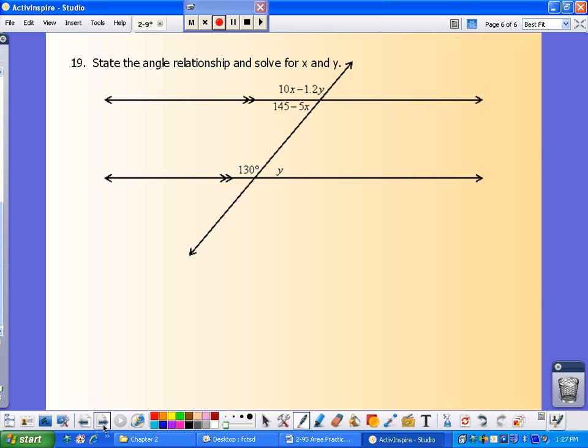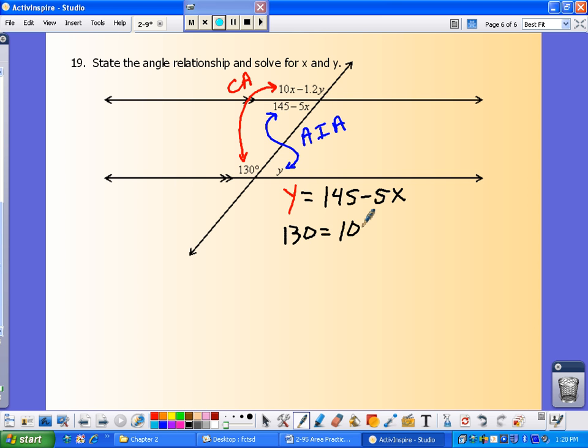I got to solve this, state the angle relationship. So, right off the bat, I know that those two are alternate interior angles. And looking at those two, I think they are corresponding angles. So can we do something with that? So using alternate interior angles, I could say that y equals 145 minus 5x. Okay, and the other one, I could say 130 is the same thing as 10x minus 1.2y.